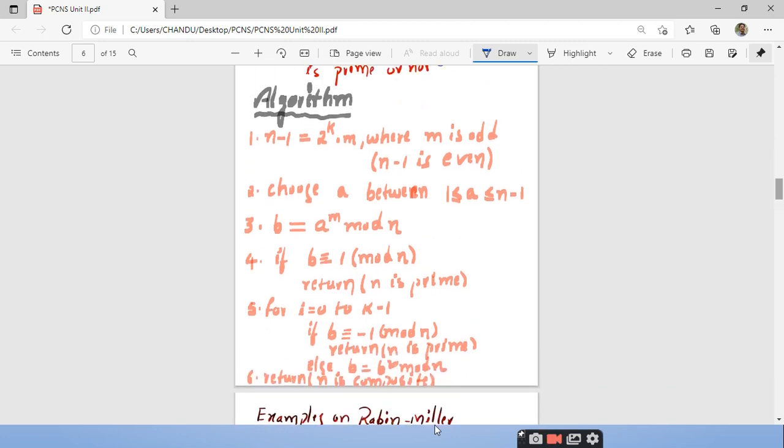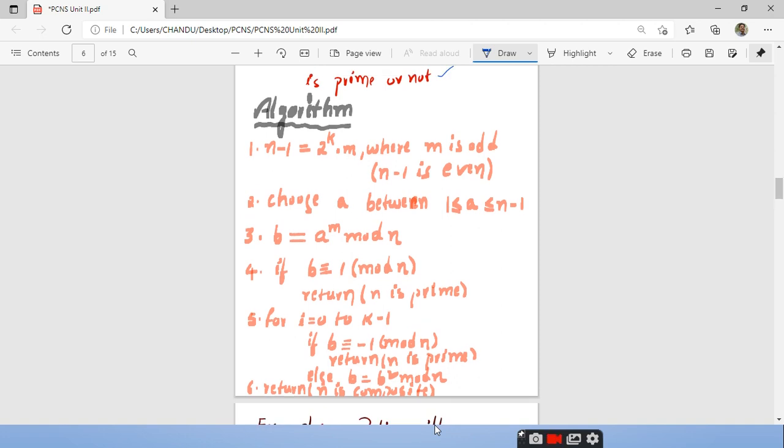So this is the algorithm. Are you able to see this algorithm? It is somewhat faded. I don't know what happened to it, but are you able to see it? Yes, sir. Right. So you just have a look at it, and if possible take a screenshot. I am going to explain this algorithm now.